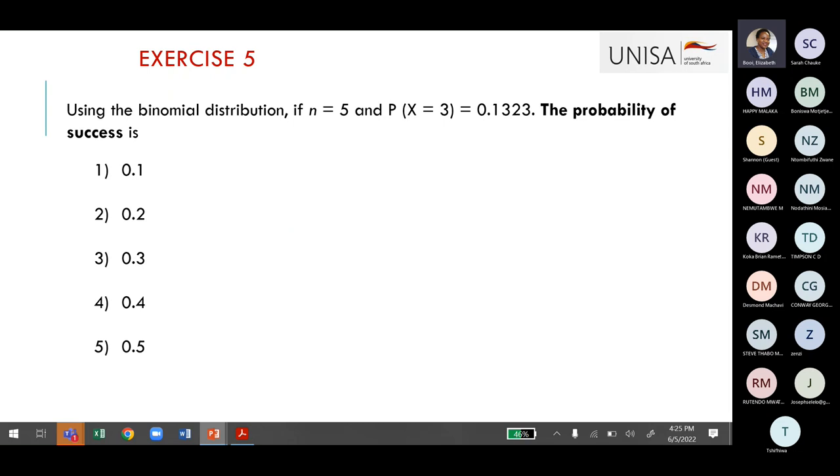Using the binomial distribution, if n is 5, the probability that x is 3 is equal to 0.1323. The probability of success is... are you going to panic? Because here they're asking you to find pi. No, we're not going to panic, because we are told this value comes from the table. So we can go to the table where n is 5, x is 3, and we're going to find what the pi is.